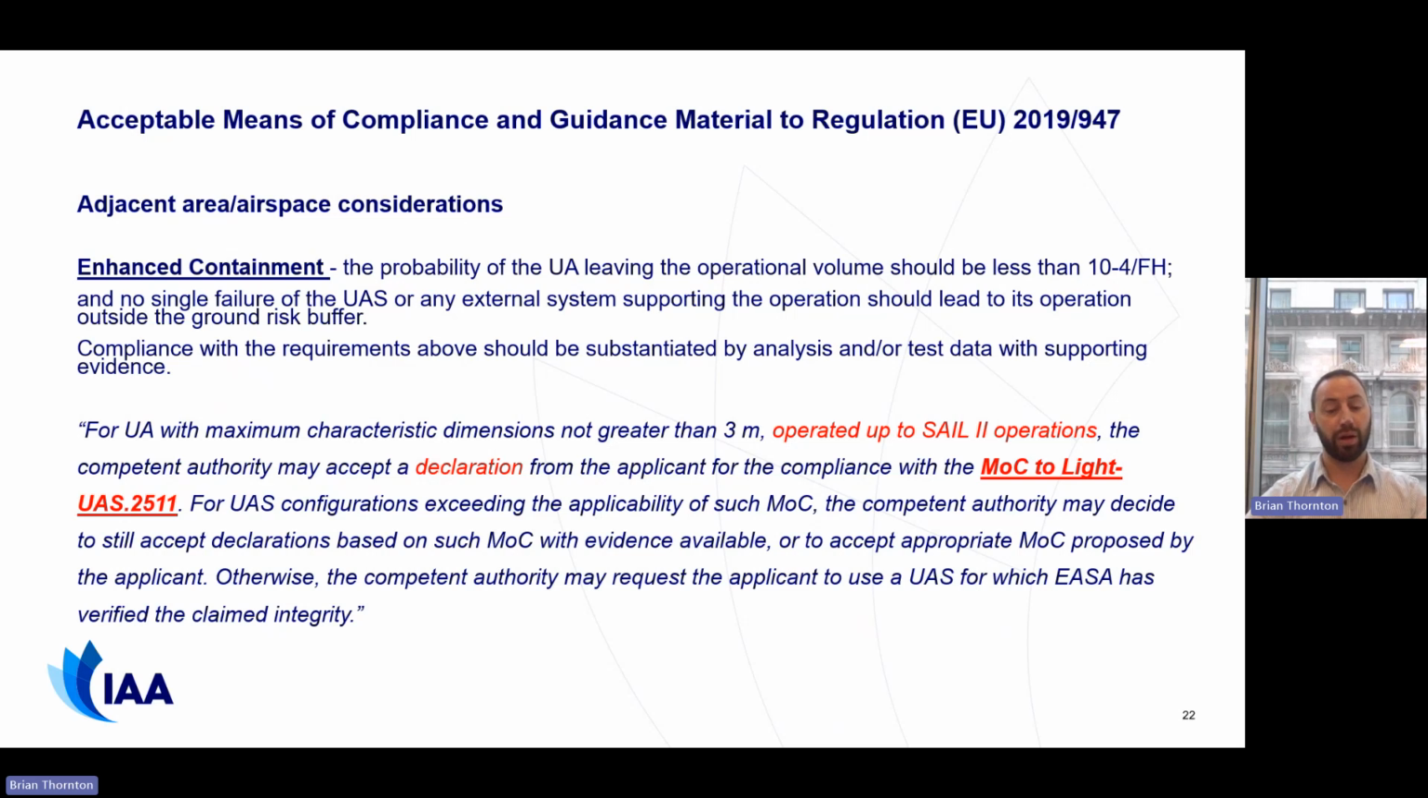As an operator, potentially an operator and/or manufacturer, you might determine or develop a system, means, or mechanism, or design some sort of system where you can apply to the competent authority with substantial evidence to support your claim that you meet enhanced containment requirements as those outlined in the regulation, and that may be reviewed, accepted, or not accepted by the competent authority. So there's some flexibility there. Otherwise, the competent authority may request the applicant to use UAS for which EASA has verified the claimed integrity. And again, we'll talk about that a little later on.